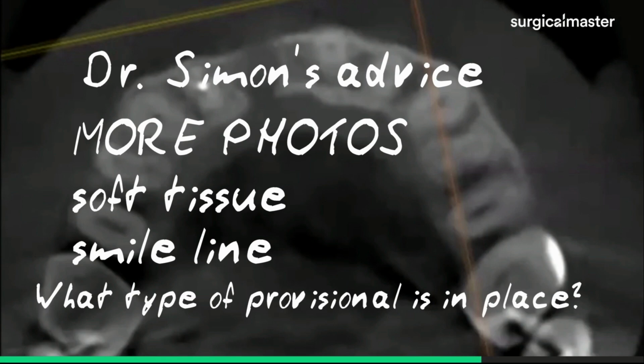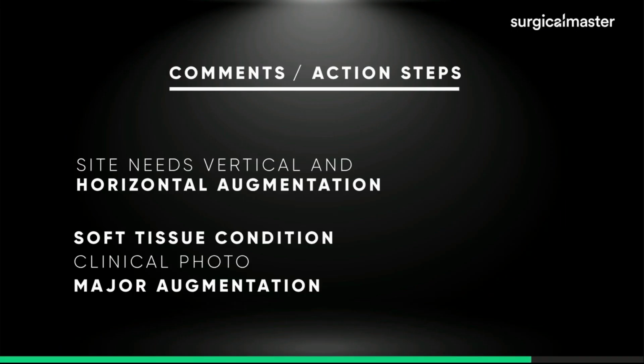And then we have to triage this case and figure out what to do here, because the case needs to be regrafted. And I wanted to see to what level is reasonable to graft, or maybe it's not that critical to graft that much because the smile line is pretty low. And I didn't see it in the doctor's comments. So I have some comments here. It looks like the site needs vertical plus horizontal augmentation. I wanted to see a photo, see the soft tissue condition. I think that's more of a major augmentation that we need to plan.